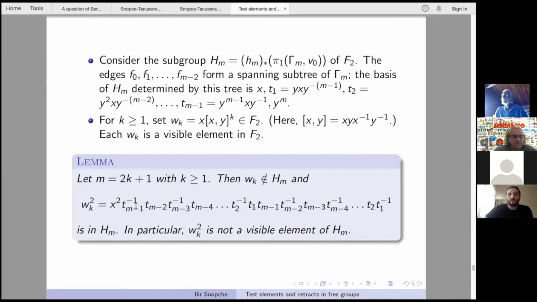If you look here, Tm minus 1 cancels in the abelianization with Tm minus 1, so the power of Tm minus 1 is 0 in the abelianization. The same holds for all Ti's. And here we have x squared. So if you look at the abelianization, the GCD of these elements is 2. So Wk squared is not a visible element, and this answers the question of Bergman.